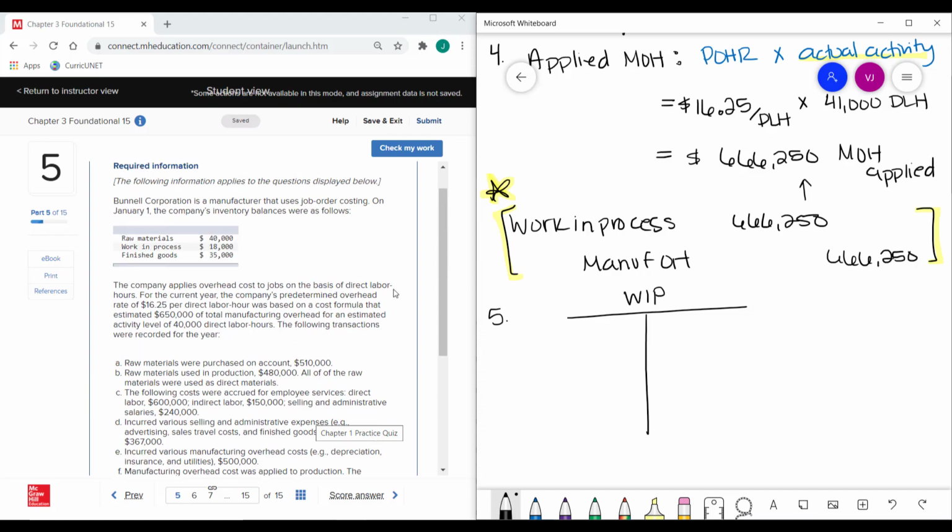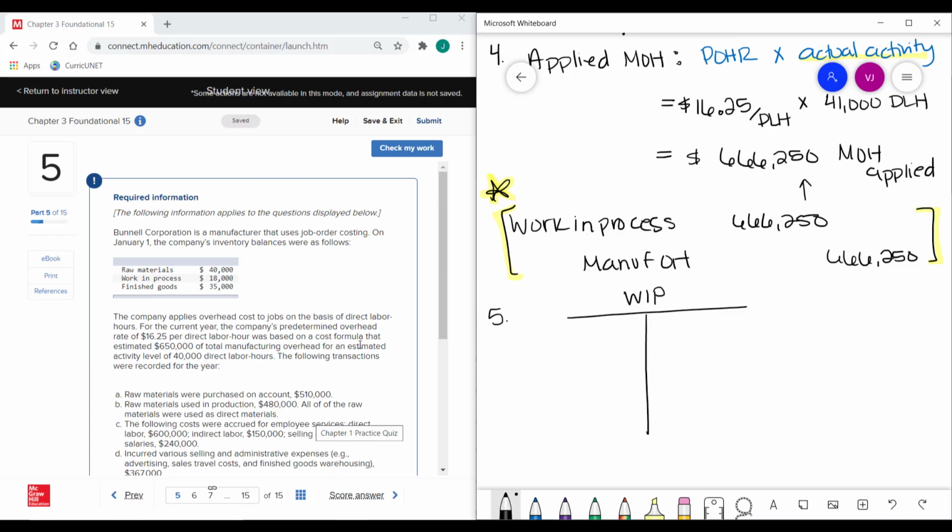I don't know why that is showing up as practice quiz, but we'll ignore that. So the work in process, the beginning balance they're telling us is 18,000, which isn't really relevant to the question itself. They're asking us how much cost was added in, but let's do it anyways. We have our beginning balance.